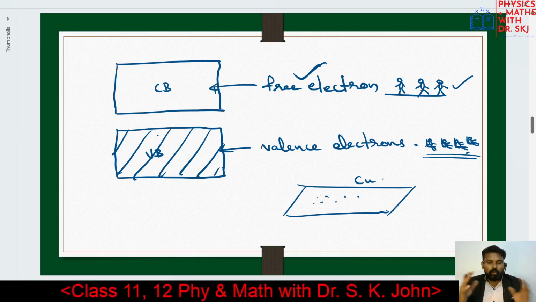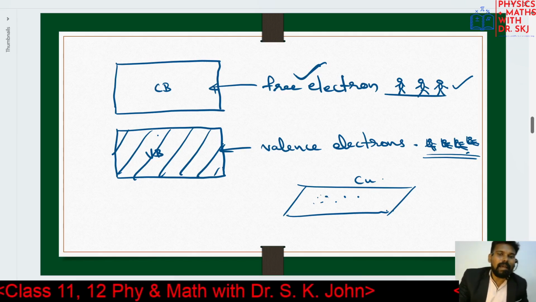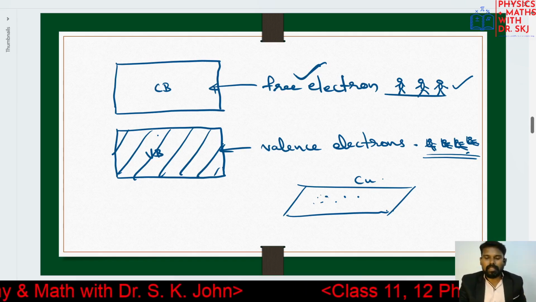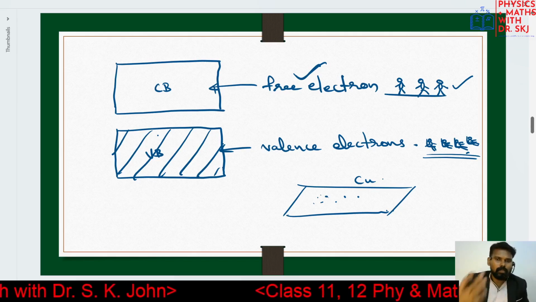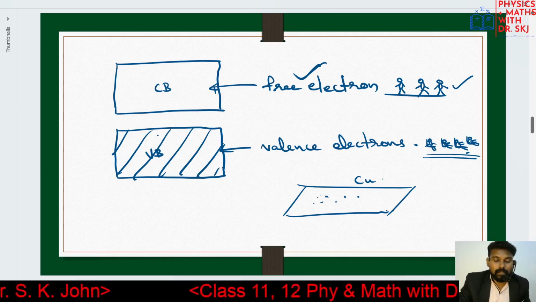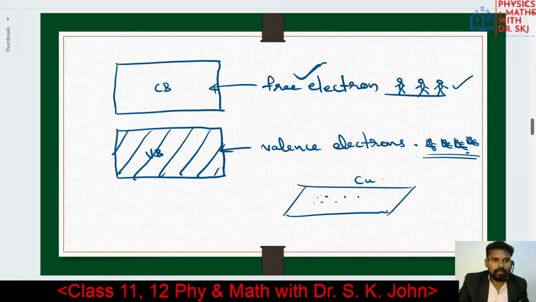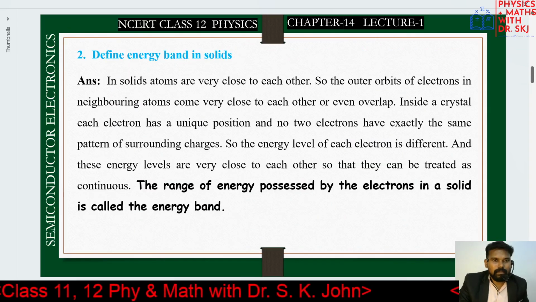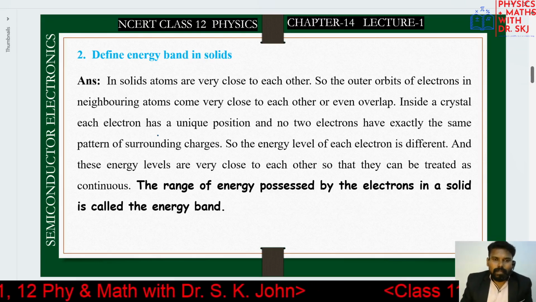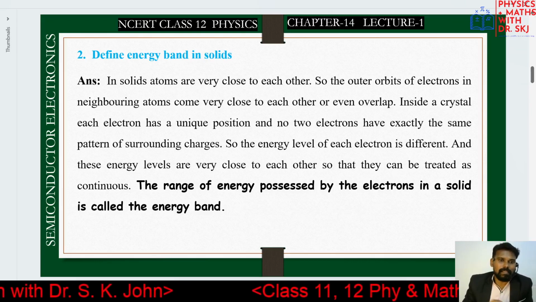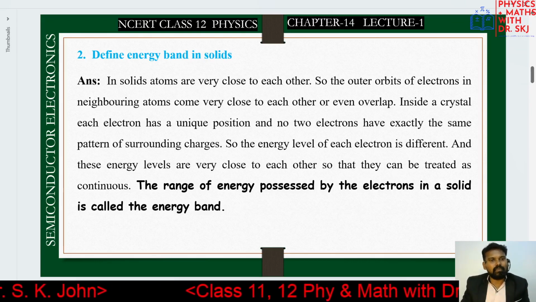So there are two energy bands in a solid, whether it is a metal, semiconductor, or insulator. In all those solids, there are two energy bands: the valence band and conduction band. So I am coming to those concepts. Now I will read this passage: define energy bands in solids, or what is the concept of energy bands in solids?